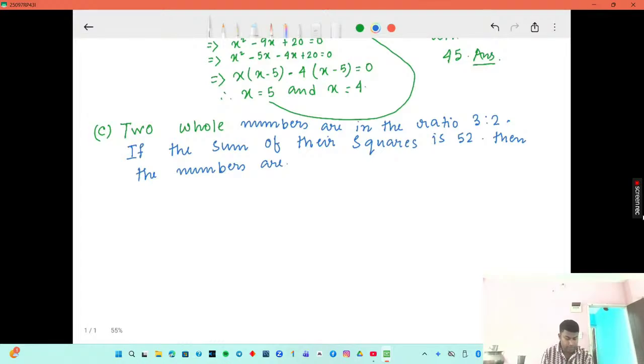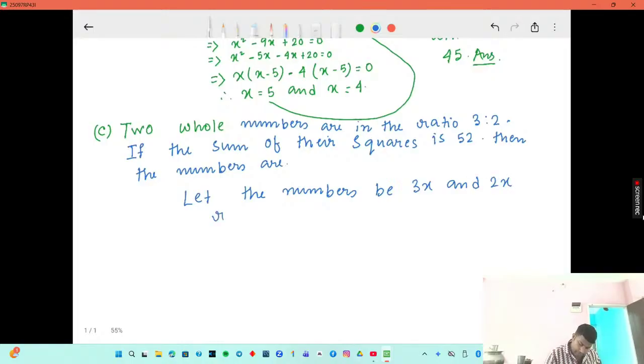So what is the question given? Two whole numbers are in the ratio 3 is to 2. If the sum of their squares is 52, then the numbers are. So here let the numbers be 3x and 2x respectively.